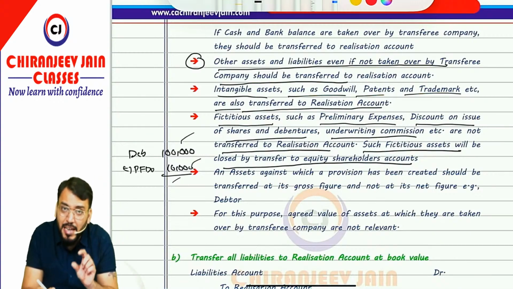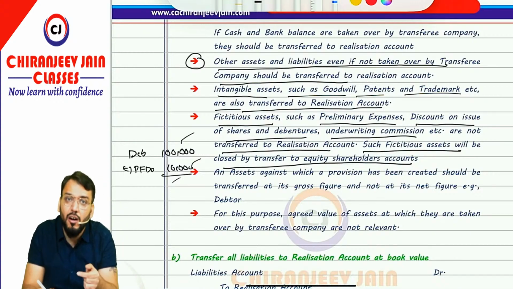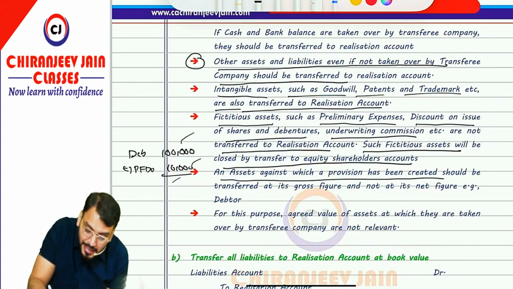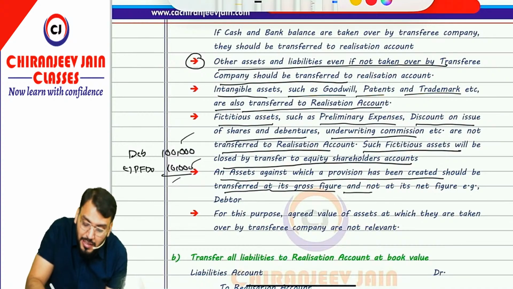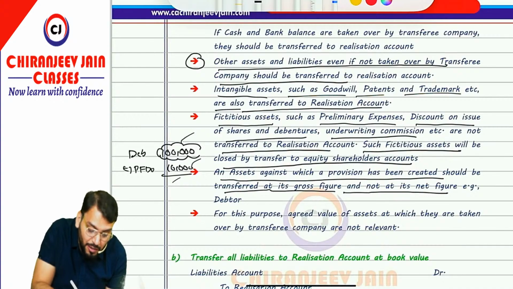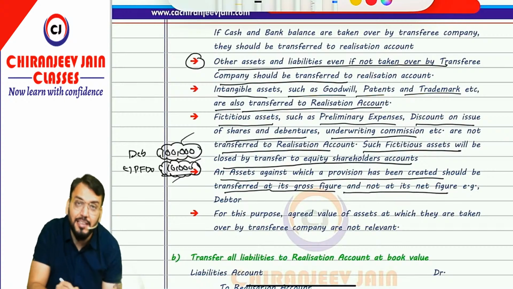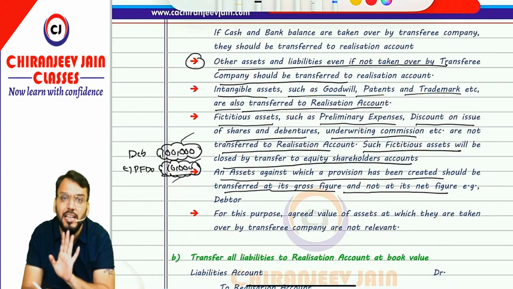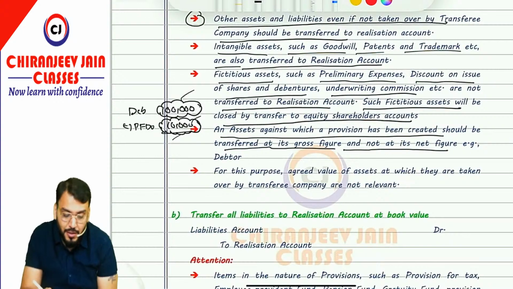So whenever an asset has a provision account, the asset will be closed by transfer to realization account at gross amount. So an asset against which provision has been created should be transferred to realization account at its gross figure, not at its net figure. Example, debtor. So debtor will be closed by transfer to realization account at rupees 1 lakh, and provision will be closed by transfer to realization account at 10,000. Understood? Correct. Of course, for debtor we will pass realization account debit to debtor, and for provision we will say provision account debit to realization account. Understood? Correct.